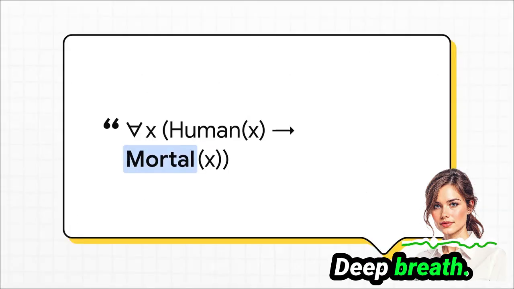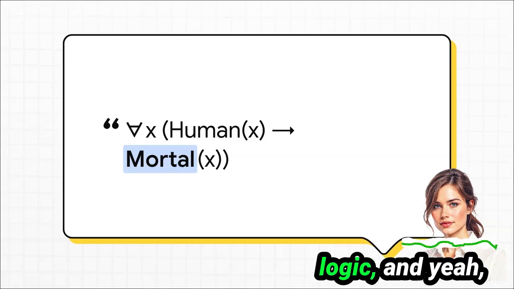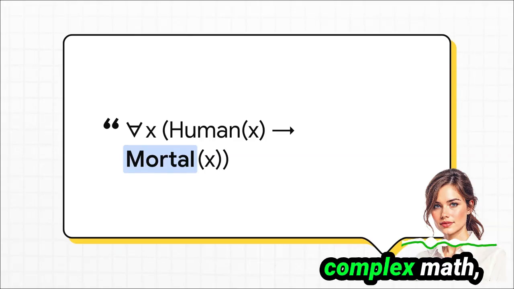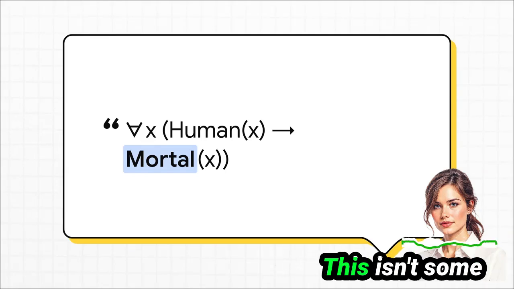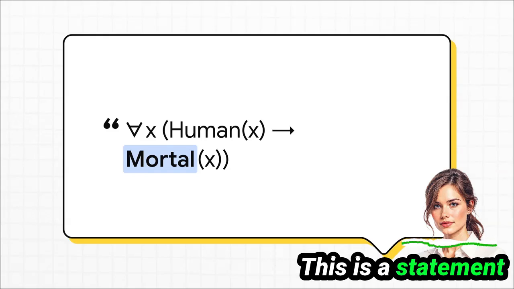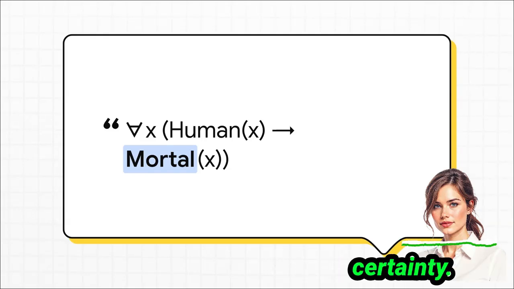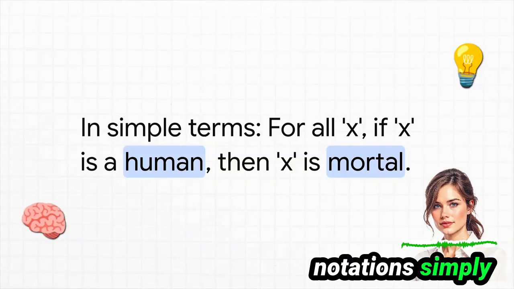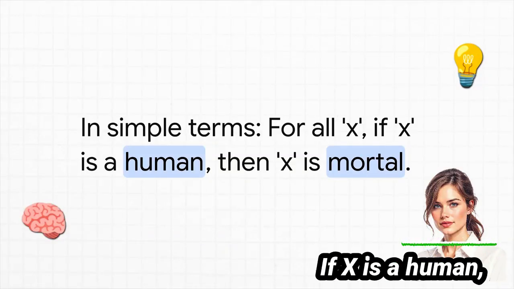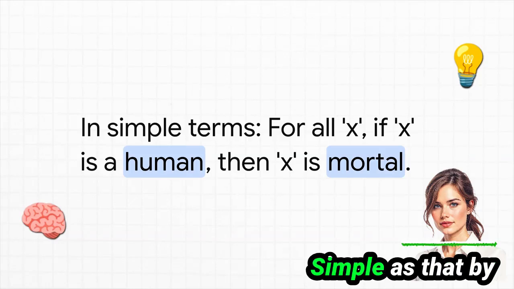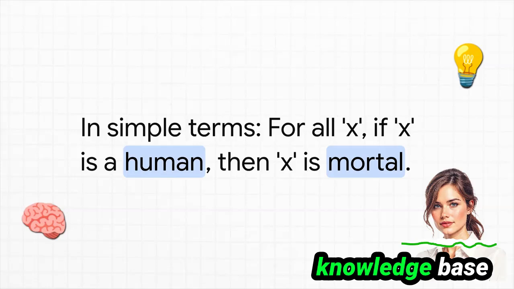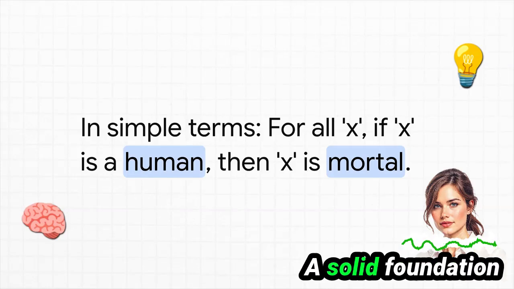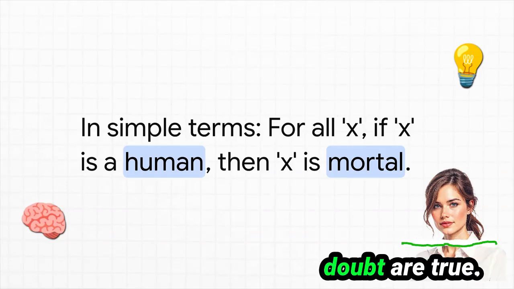Okay, deep breath. This looks a little intimidating, doesn't it? It's called formal logic. And yeah, it might look like complex math, but it's really about giving the agent hard, unbreakable rules. This isn't some flexible mind map. This is a statement of absolute mathematical certainty. So all that complex notation simply means this. For all things X, if X is a human, then X is mortal. Simple as that. By encoding rules this way, the agent builds up a knowledge base of provable facts, a solid foundation of things it knows without a doubt are true.